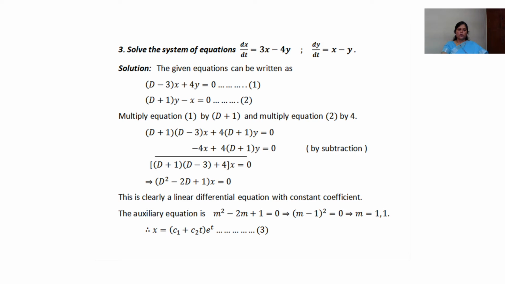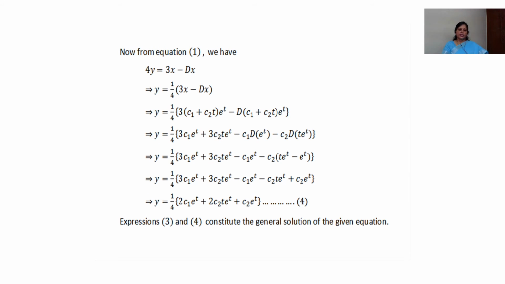Now we are going for the y value. So if you substitute the x value in any one of the given equations, we will get the value for y. So now we are taking equation 1 here. So from equation 1 we can write 4y is equal to 3x minus dx. Before going for substitution of the x value, we are taking 4 also that side. So y is equal to 1 by 4 into (3x minus dx).